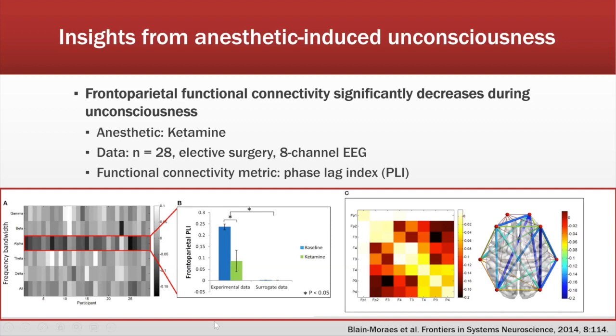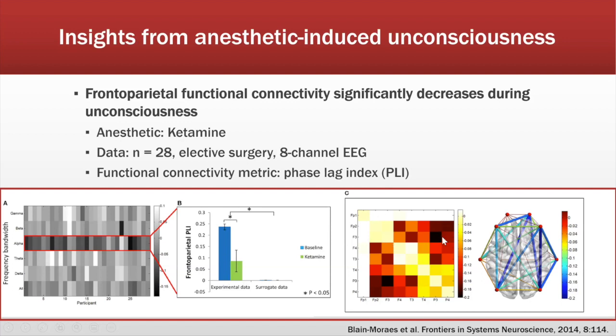I'm going to start off with a study that uses the anesthetic ketamine in surgical patients. We looked at 28 surgical patients with 8-channel EEG, and for those 8 channels, we measured the functional connectivity between each of the channel pairs. Functional connectivity is a measure of the statistical dependency of two different signals. What you're looking at here on the screen are all the different bandwidths, and in the alpha band, we see a significant decrease in the functional connectivity between frontal and parietal regions of the brain. At baseline, the frontal parietal phase lag index is high, and under ketamine-induced unconsciousness, it is quite low.